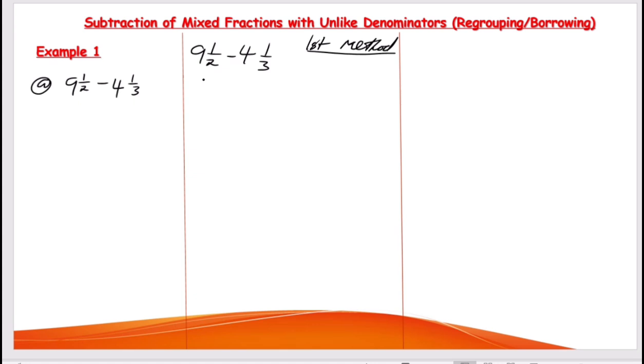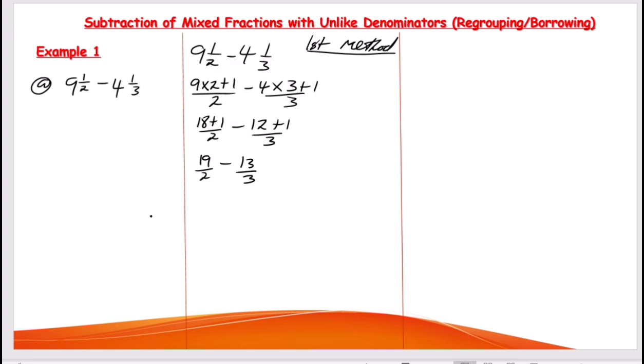We proceed by multiplying the denominator by the whole number, that is 9 times 2 plus the numerator 1, over 2, minus 4 times 3 plus 1, over 3. Let's continue with this evaluation. 9 times 2 will give me 18 plus 1 over 2, minus 4 times 3 will give me 12 plus 1 over 3. 18 plus 1 will give me 19 over 2 minus 13 over 3.